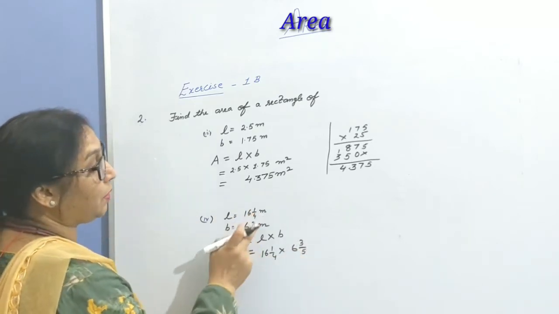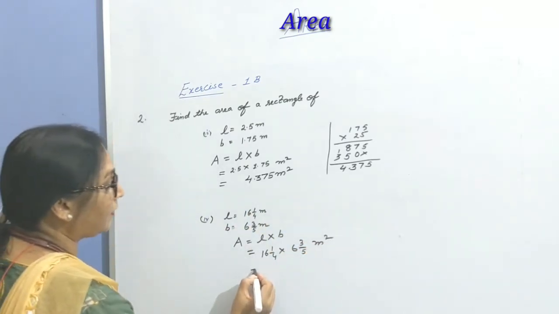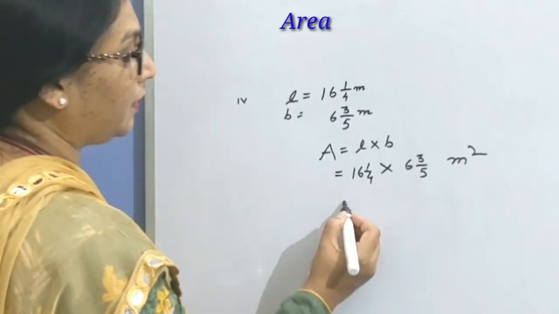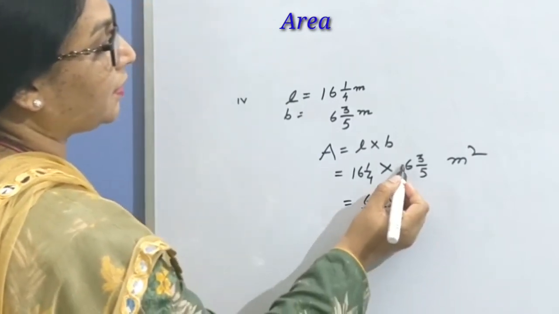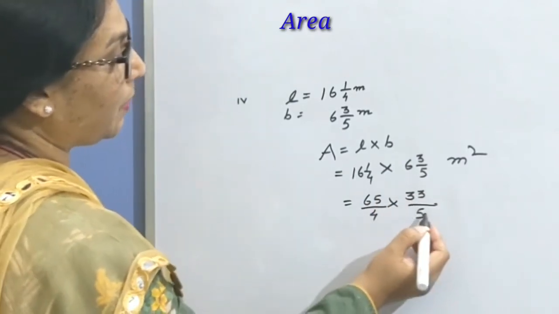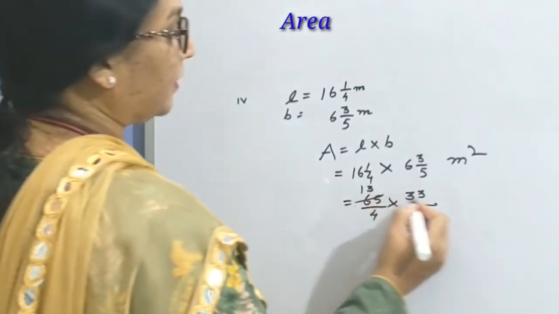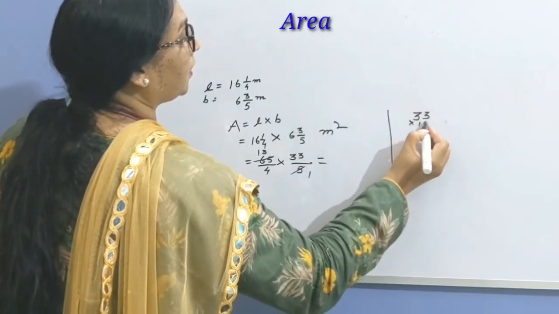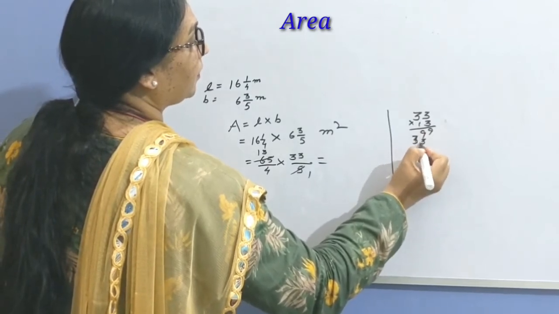As the length is in meter, so the corresponding unit of area is meter square. Now let us convert them into improper fractions. 16 into 4 is 64, plus 1, 65 by 4. 6 into 5 is 30, plus 3, 33 by 5. Cancel out these 2 by 5 one time, 1 and 3, 13 times. Now let's multiply 13 by 33. 33 into 13, 9 and 9, 33, 33.